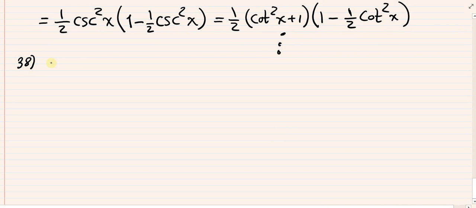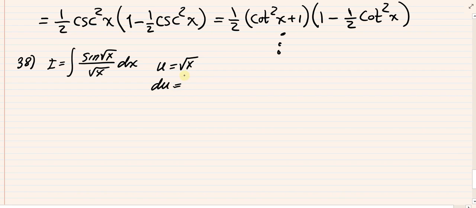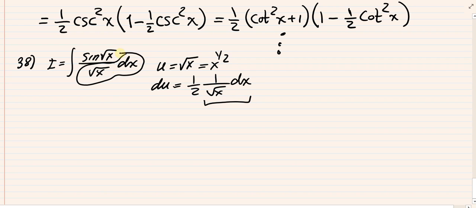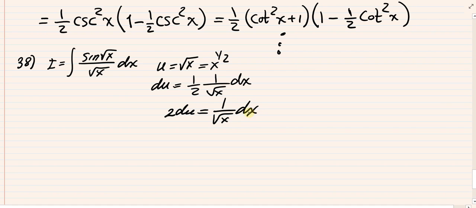In exercise number 38, we have I equal to the integral of sine of root x divided by root x, and then dx. So for this one, I'm going to let u be the argument of sine. That's the composition sine of something. So let u be root x. Therefore, du is going to be, remember, that's x to a half, so the derivative is 1/2 times 1 over root x dx. And as you can see, we do have dx over root x. What we don't have is a half. So if I multiply both sides by 2, I get 2 du is 1 over root x dx.